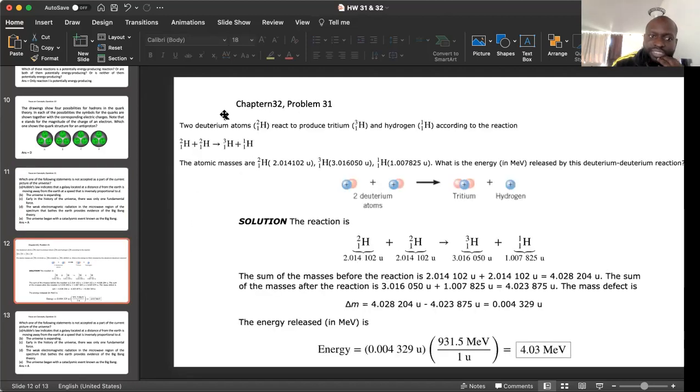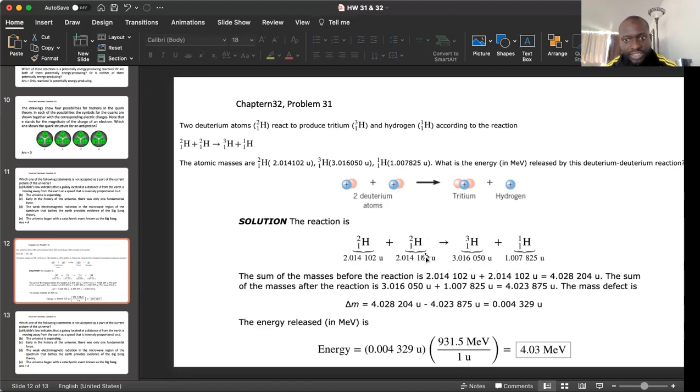Chapter 32, problem 31 says 2 deuterium atoms, H-2-1, react to produce tritium, H-3-1, and hydrogen, H-1-1, according to this reaction. The atomic masses of deuterium, tritium, and hydrogen are given. What is the energy released by this deuterium-deuterium reaction? So 2 deuterium combine to form a tritium and the normal hydrogen that we know, apart from these isotopes. So the reaction is 2 of these guys combined. So we put the 2 hydrogen combined in atomic mass unit. This is the tritium mass, plus hydrogen mass. You can get all these values from the tables in your textbook.